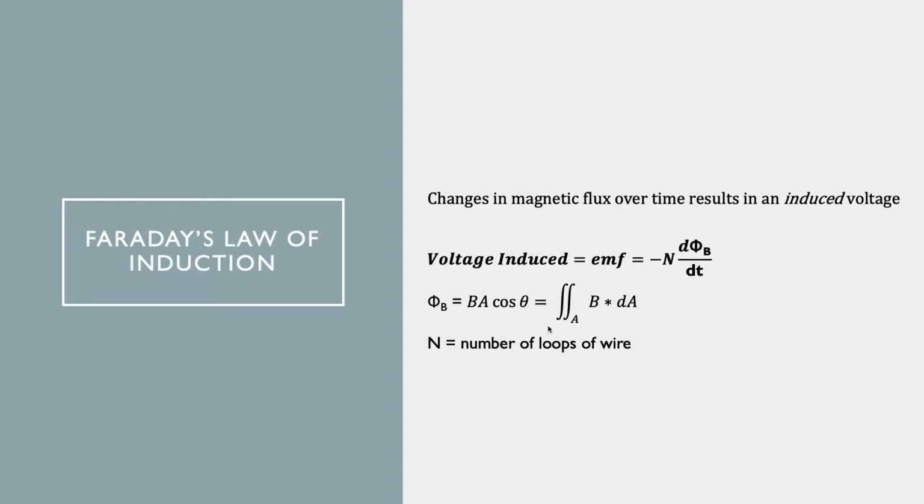And one more thing to note here is this little negative sign over here. That's just a reminder of Lenz's law, which states that the induced current is going to oppose the change in magnetic flux. And we're talking about direction here, right? So the overall idea you want to take away from this is that changes in magnetic flux, again, over time, this is very important, over time will produce electricity or an induced voltage, okay?